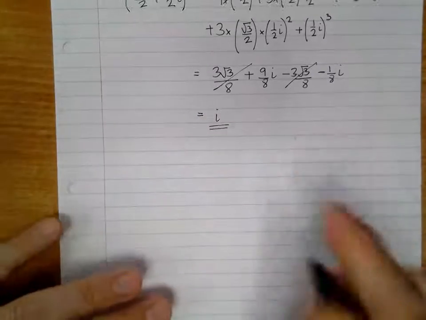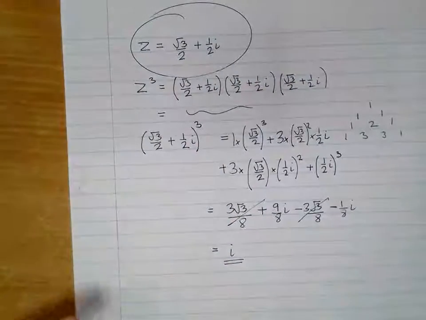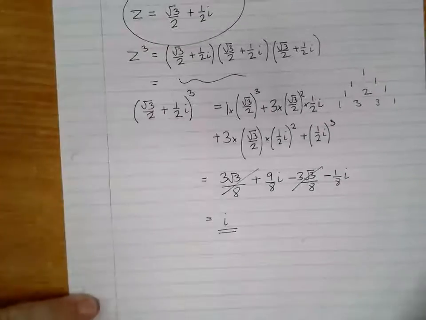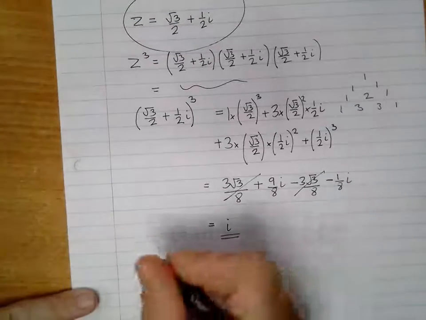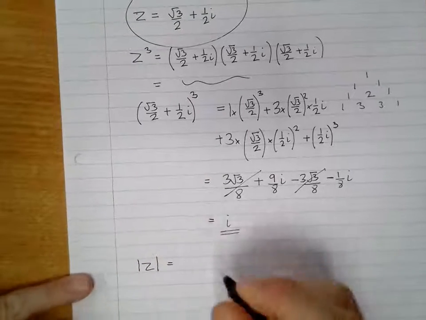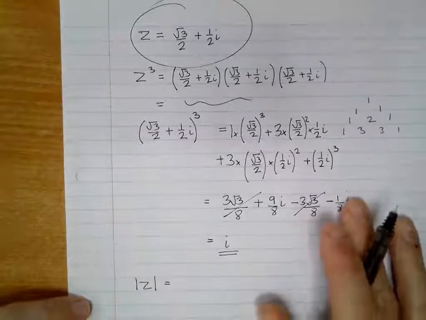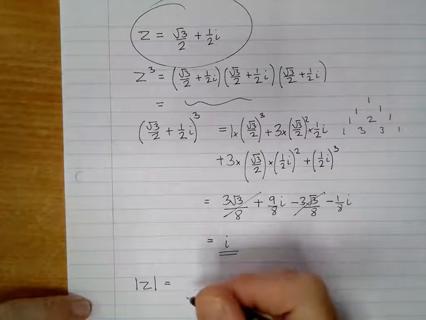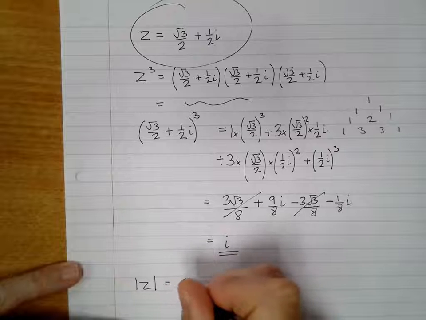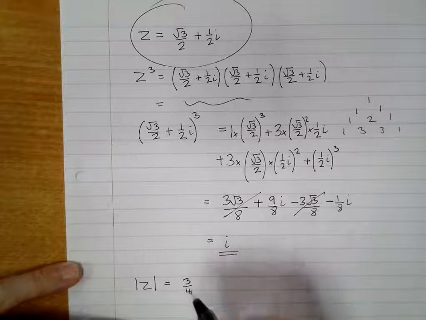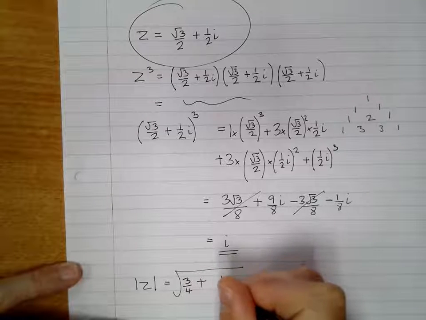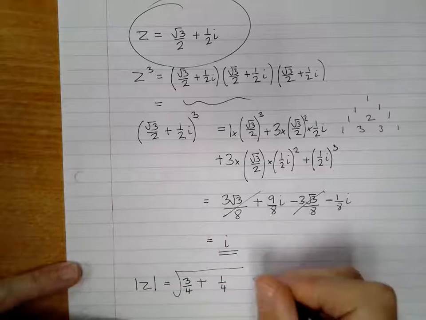Because now the fun starts. What if I was to write that in modulus argument form to start with? In other words, I find the modulus of z, which if you recall you do by squaring that, and adding them together. So root 3 over 2 squared is 3 over 4. It's going to be the square root of that squared, plus the other one squared, and it ends up being 1.